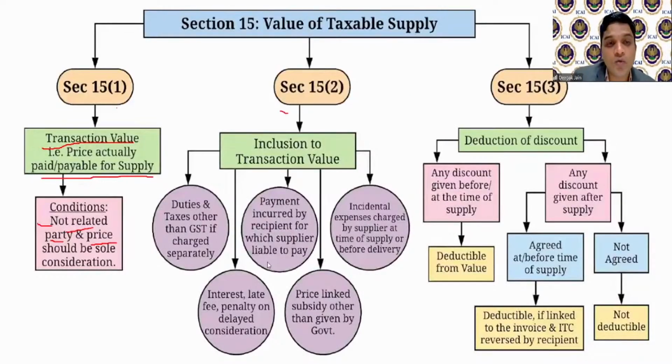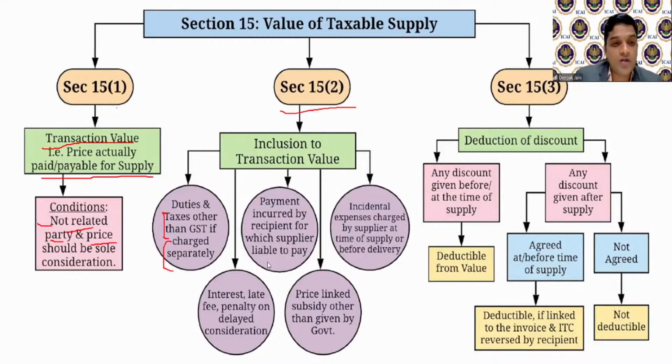Now 15.2 says that, okay, you have entered into transaction value. Now there you have to do some inclusions and some exclusions, because it is possible that in normal business transactions, you enter into these things. So this has to be included. What is to be included? Duties and taxes other than GST, if charged separately.